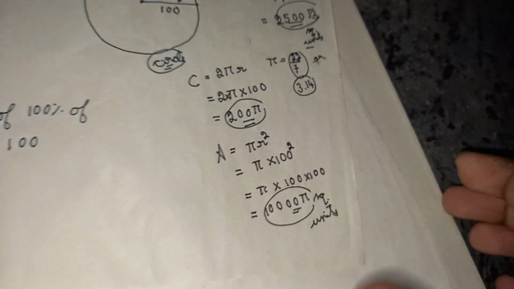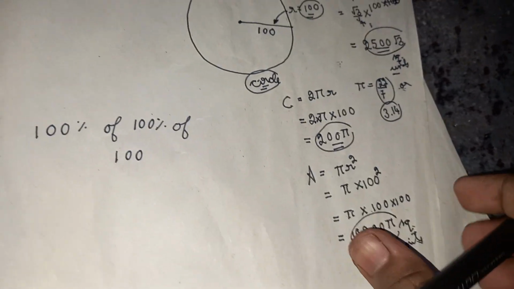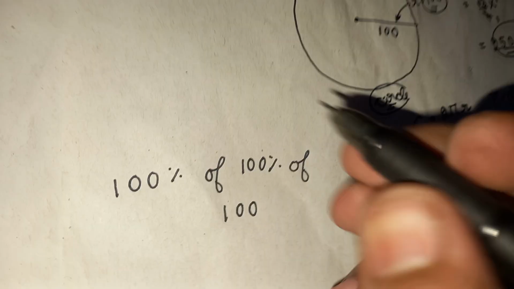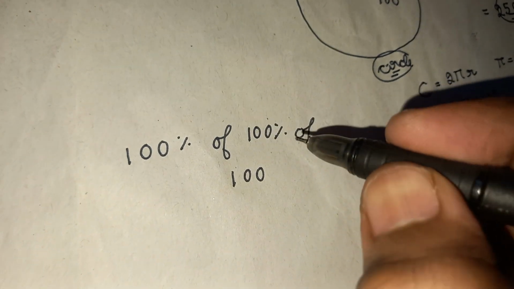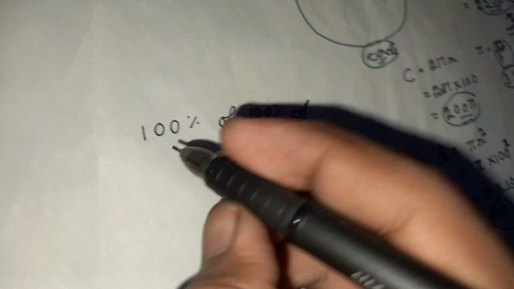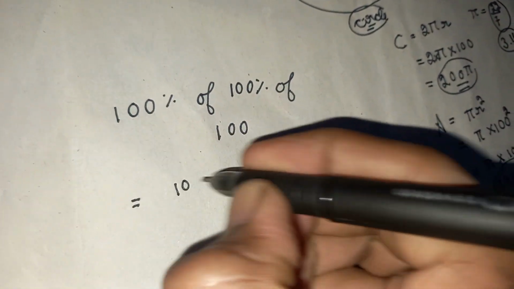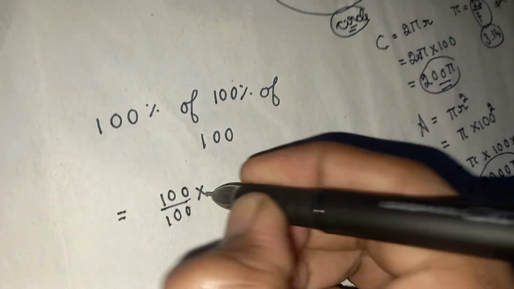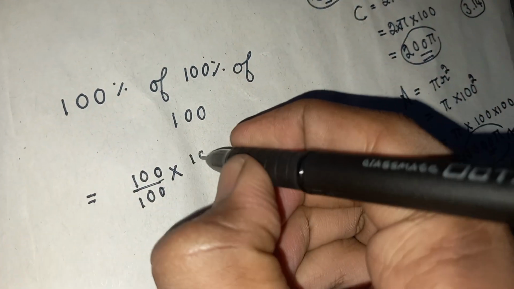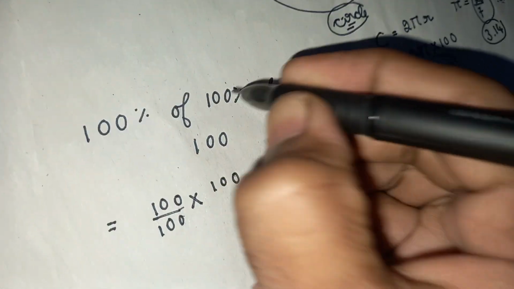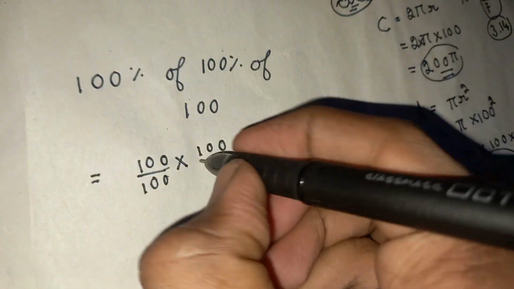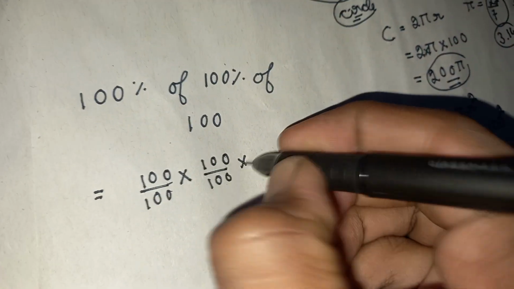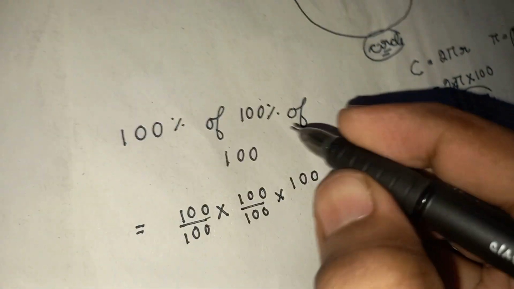Now I'm going to tell how to do the percentage problem. Here they have given 100% of 100% of 100. Now you can write this as 100% means 100 by 100, of means multiplying, and again 100% means 100 by 100, and again of means multiplied by just 100.